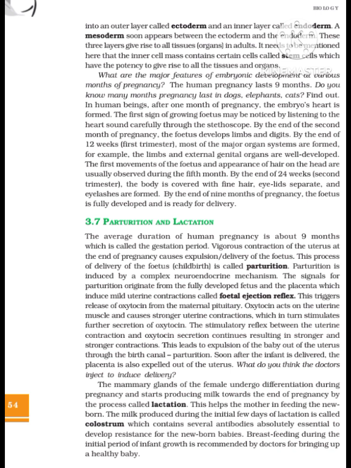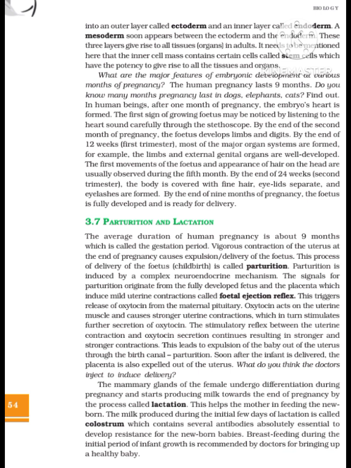What are the major features of embryonic development at various months of pregnancy? The human pregnancy lasts 9 months. Do you know for how many months pregnancy lasts in dogs, elephants, cats? Find out. In human beings, after 1 month of pregnancy, the embryo's heart is formed. The first sign of growing foetus may be noticed by listening to the heart sound carefully through the stethoscope.